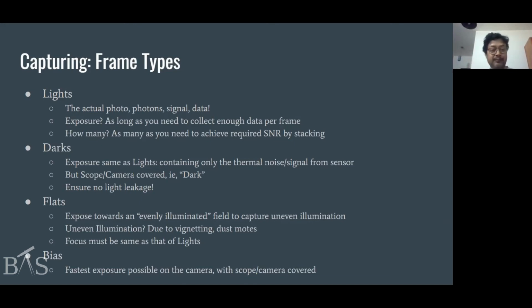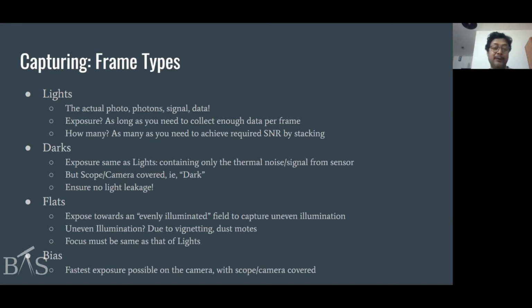Then there is something called darks. It is the same exposure as lights, but only contains the thermal noise and signal from the sensor. You cover the scope, and you ensure no light leakage. I would just highlight the no light leakage part. If you're shooting using a DSLR, remember to cover the back, the viewfinder. A lot of people don't do it, and a lot of people think it's not required. I have personally done an experiment to see the amount of light leakage that happens just through that viewfinder.